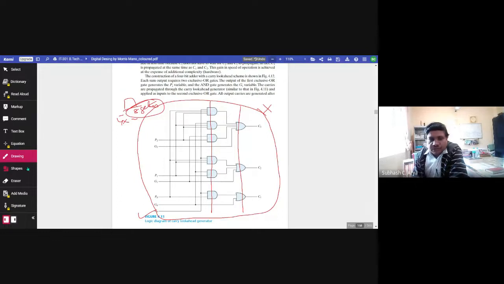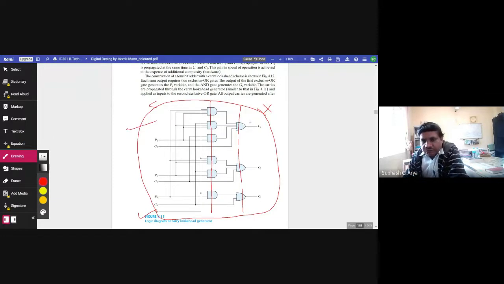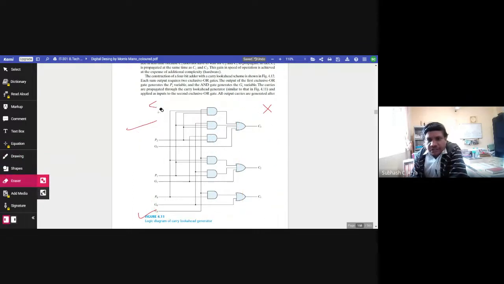And two levels reasonably decreases the propagation delay time. But how to design this in order to reduce the propagation delay time? That is our next issue. So how to design this circuit? What is the logic behind designing this circuit? Let us try to understand how to design a carry propagation or carry look-ahead generator circuit.